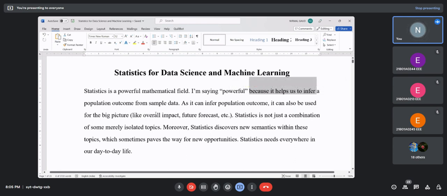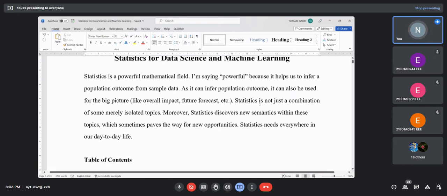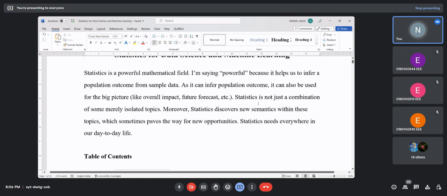I'm going to get help from statistics to infer a population outcome. I need to calculate some outcome out of that data. What is the meaning of that particular data? That can only be found out with the help of statistics. Okay, so population outcome. You have got a sample.